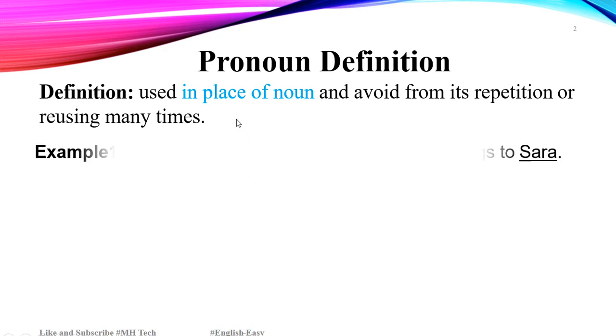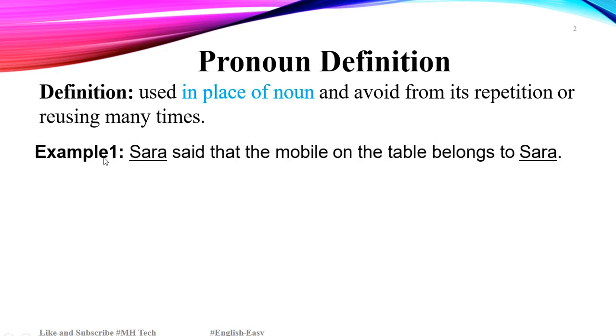For example, here, example 1, we have a sentence here. Sarah said that the mobile on the table belongs to Sarah. So here we have repeated the word Sarah, it's the name, because we have repeated this noun twice in a sentence. So to avoid its repetition, we use a pronoun.